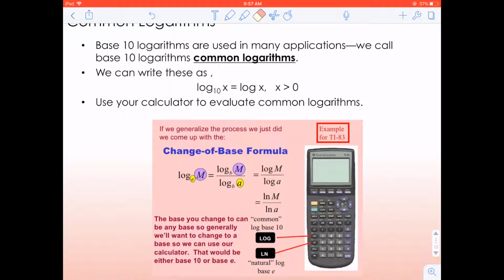So here's just a little picture of where your log keys are going to be on your calculator. I also attached a video of how to use the calculator with log if you can't figure it out. So basically it's pretty simple though. You just hit log, punch in your number, and it evaluates for you. But it's only of base 10, so that's important.